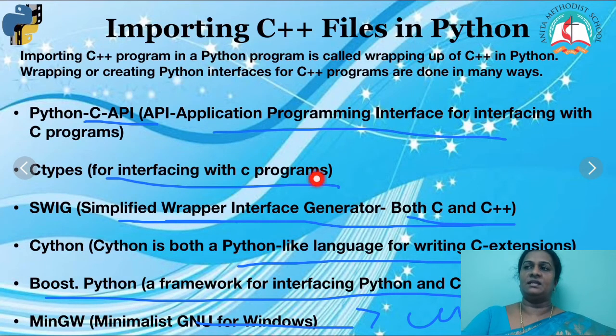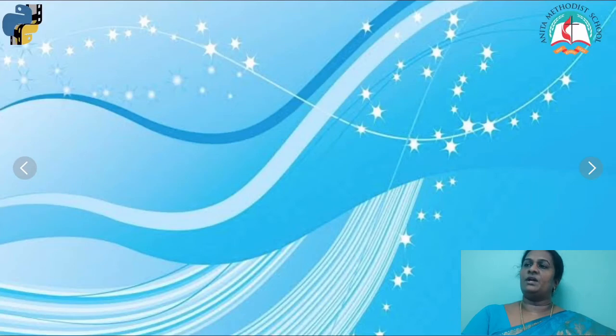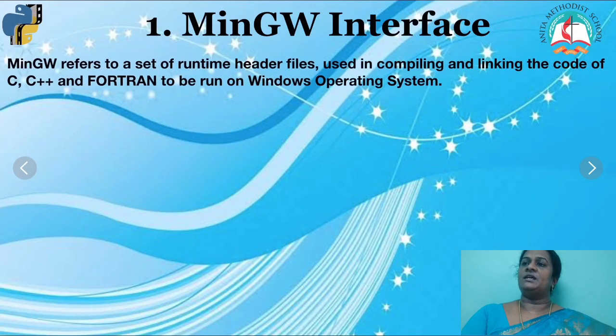Okay, these are the different ways to import C++ files into Python. Now we are going to see again the first concept, MinGW. What is MinGW? MinGW refers to a set of runtime files used in compiling and linking code of C, C++ and Fortran. C, C++ and Fortran are programming languages.